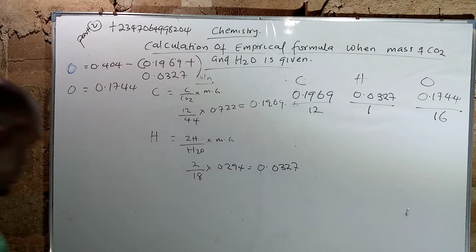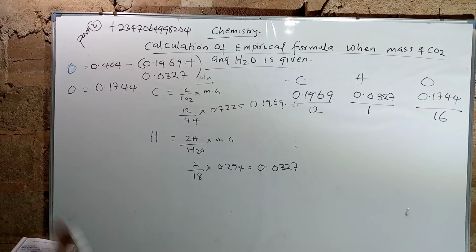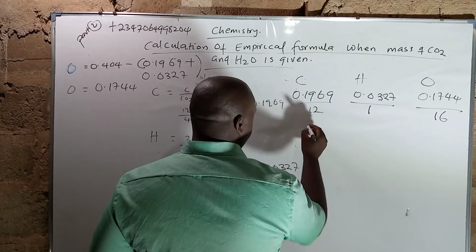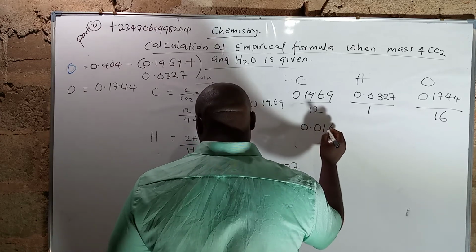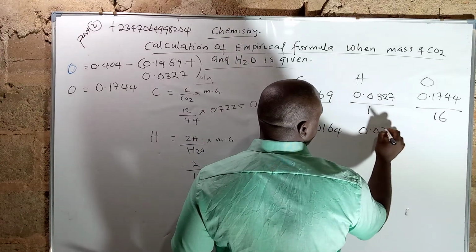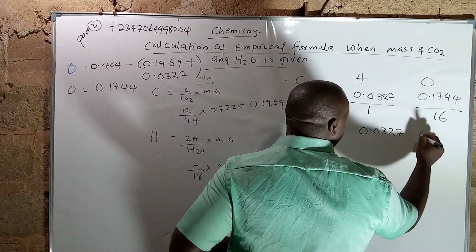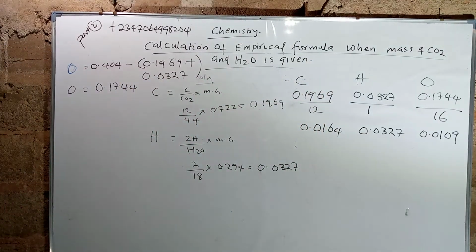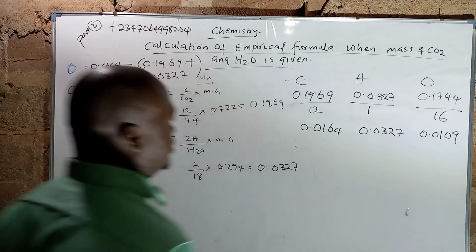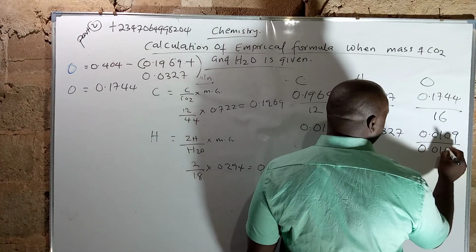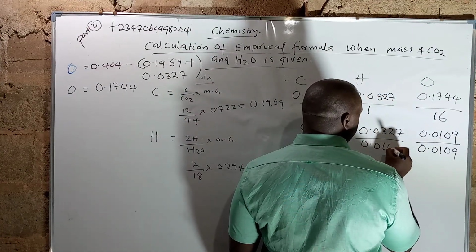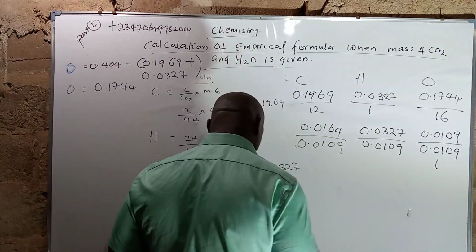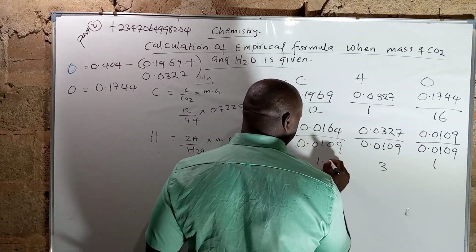And of course, this should give you a value of 0.0164, and this should give you 0.0327, and then this should give you 0.0109. Now, which of them is the smallest? Of course, the one that is smallest is the one for oxygen. So you come here and divide each by 0.0109, and so this will give you 1, this will give you 3, and then this will give you 1.5.